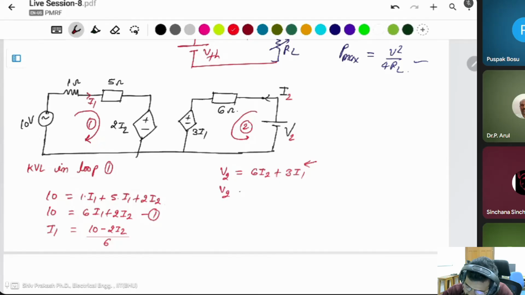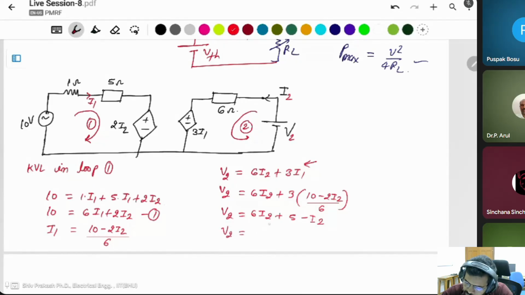Then V2 is equal to 6 I2 plus 3 times (10 minus 2 I2) divided by 6. V2 is equal to 6 I2 plus this is a 2 times, then this will be 5 minus I2. V2 is equal to 5 I2 plus 5.